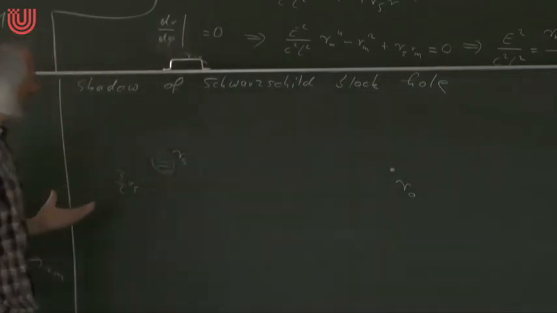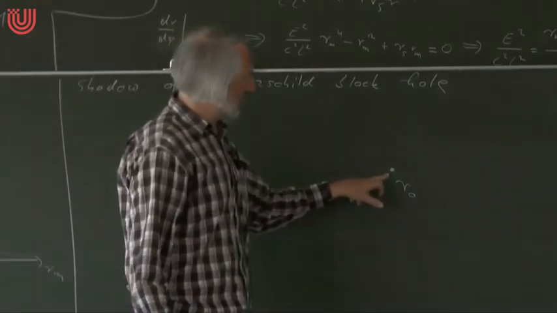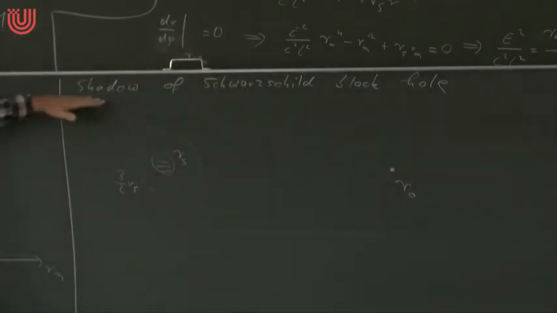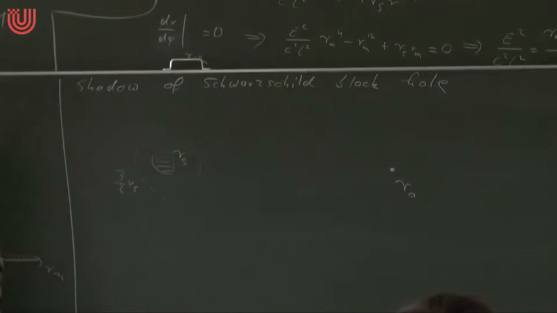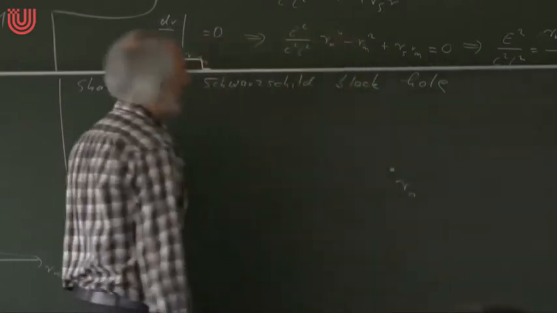Well, it depends, of course, on where the light sources are. Seeing something means receiving light from light sources. So in order to answer this question, what the observer sees, we need to know where the light sources are. And what we will assume, if we discuss this notion of a shadow, is that there are no light sources between the black hole and the observer. But anywhere else, wherever you like, behind the black hole, behind the observer, there can be light sources.